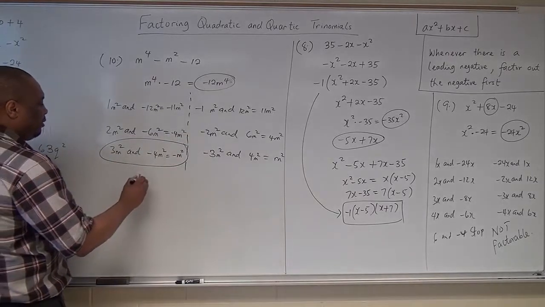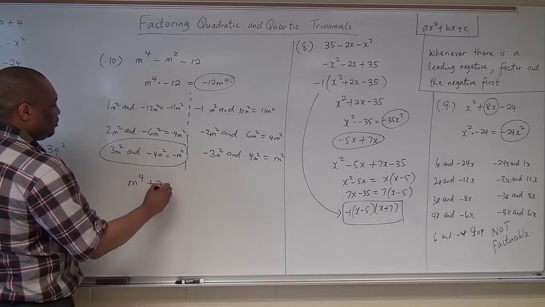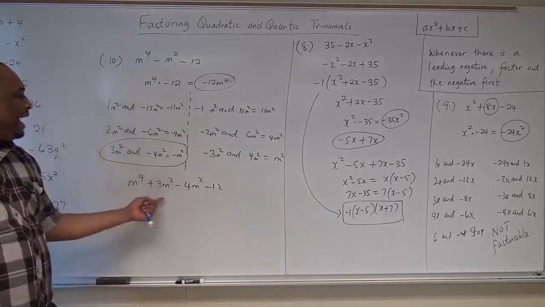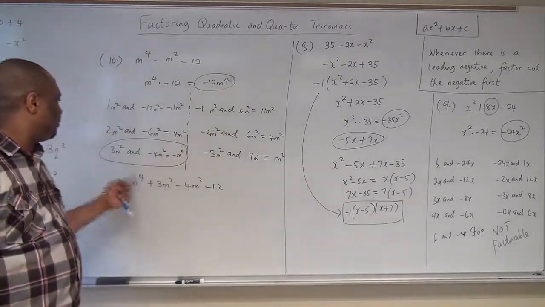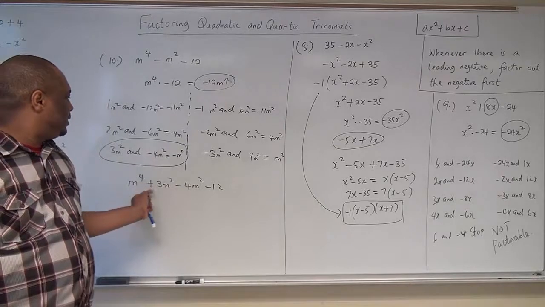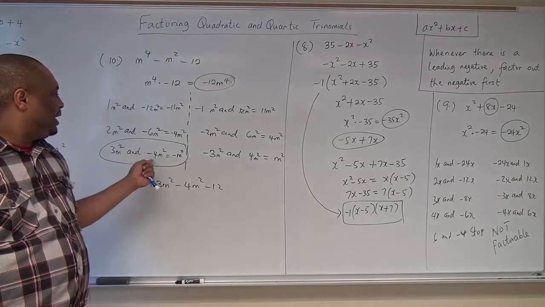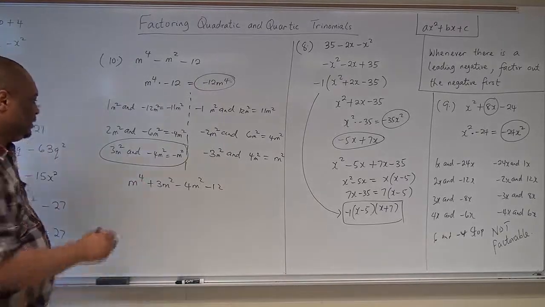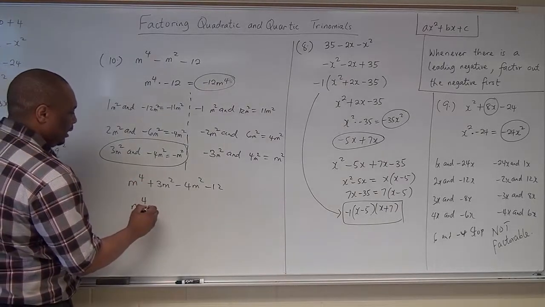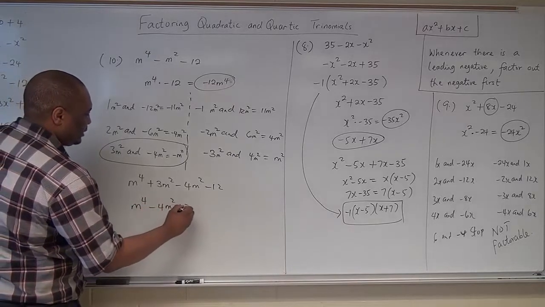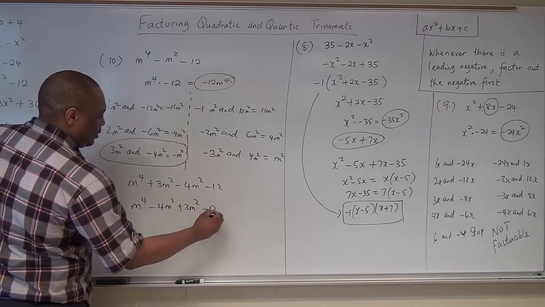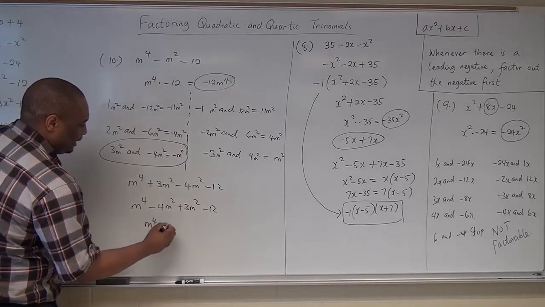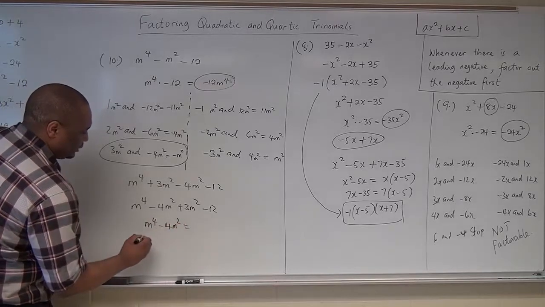So this will be m4 plus 3m squared minus 4m squared minus 12. If you don't like to deal with leading negatives, just have it as negative 4m squared and 3m squared. Okay, this is m4 minus 4m squared plus 3m squared minus 12. And then you factor by grouping. I like to use the vertical method. That is what I like to use.